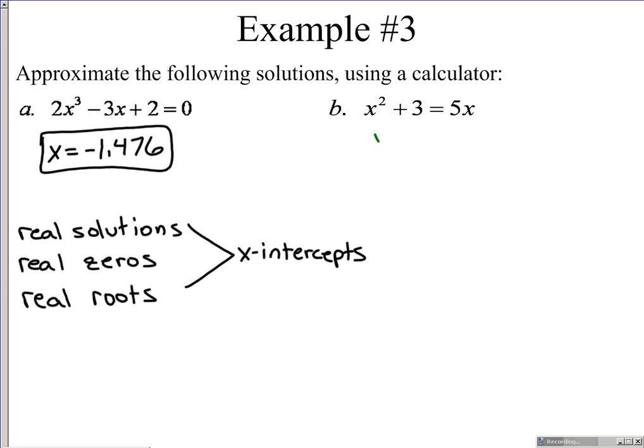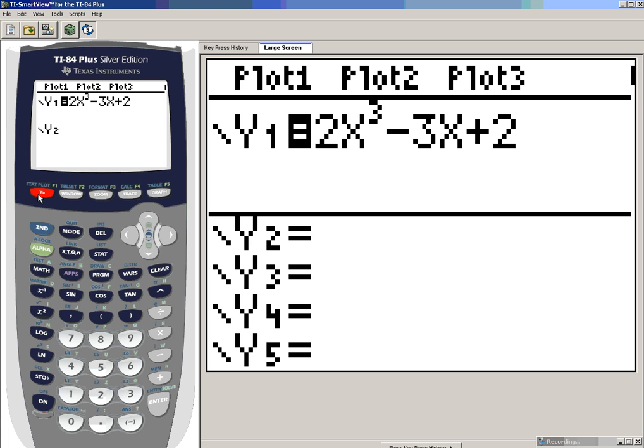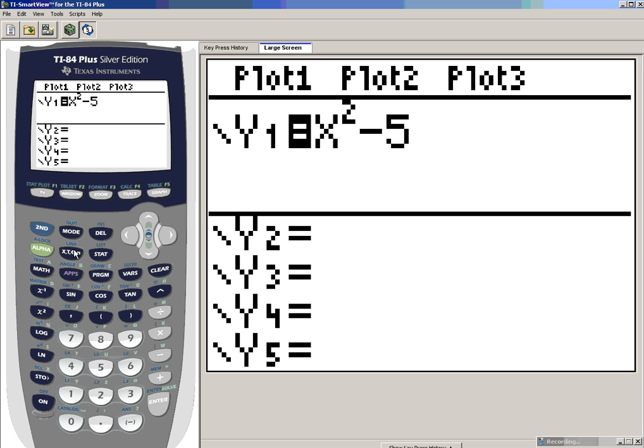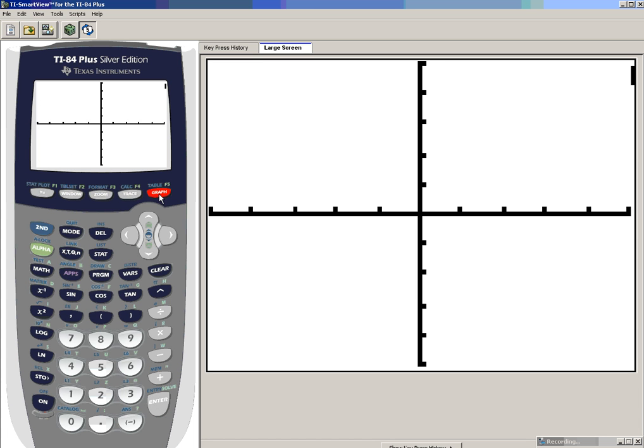Letter B. Before we go to plug this into their calculator, we need to get everything on one side set equal to 0. So we have x squared minus 5x plus 3 equals 0. And now once again, we can go to the calculator. Y equals, clear that equation out, x squared minus 5x plus 3. Again, look at the graph.